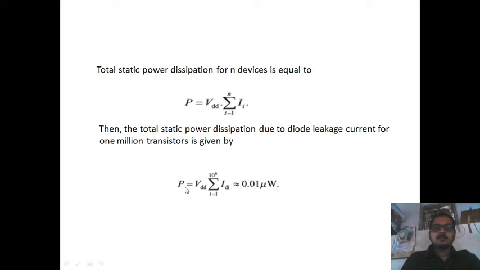This PN junction diode leakage power dissipation is ignored for active devices, but it is very crucial for non-active devices or standby mode devices. Remember that point.